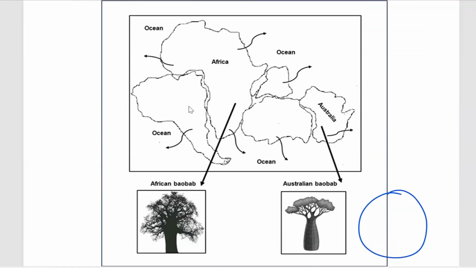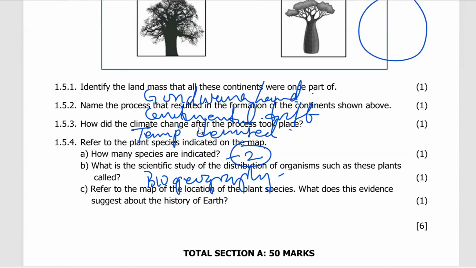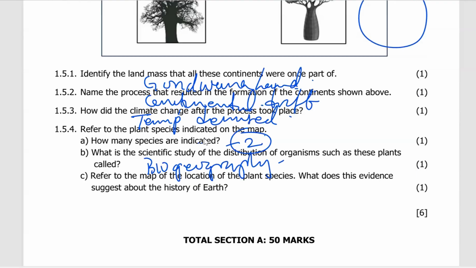So if you look at them, it shows that these species were once, or there was once one land mass, and that had to split up. If you check that this one fits in here, and then this one is able to fit here, you see that there was once one land mass. You see that it can fit itself inside, and then after that it split and went into different areas. That's why we are saying here to refer to the map of the location of the plant species.